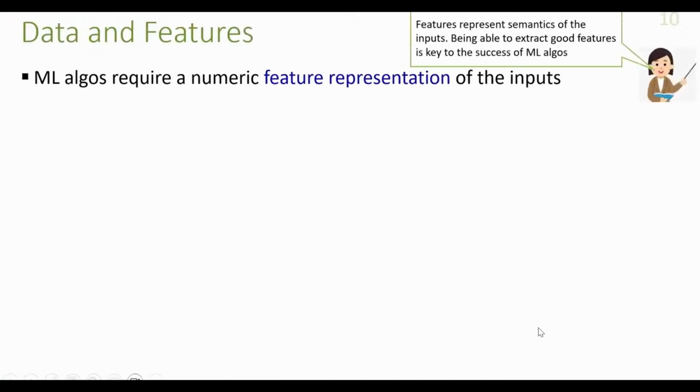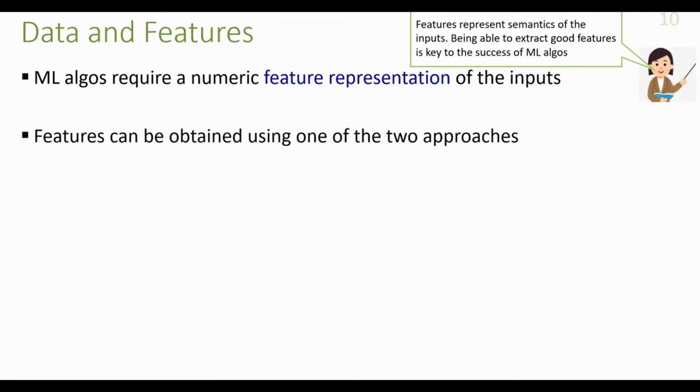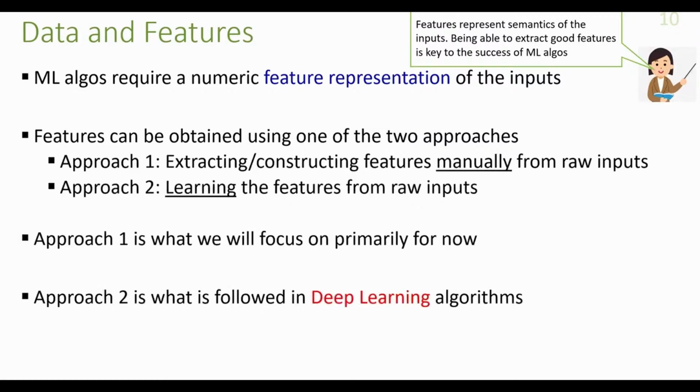Okay. So now let me quickly go through the techniques that we may use to convert raw data to some numerical representation. There are two approaches. First approach is we can extract these feature vectors manually from raw input. The second approach is we can learn these features from raw input itself.